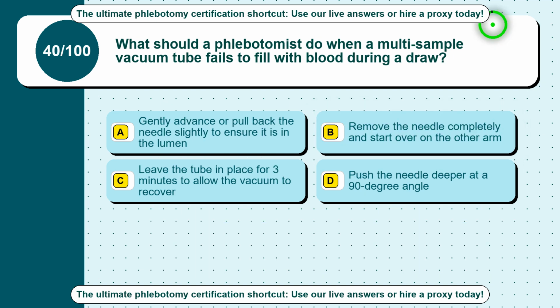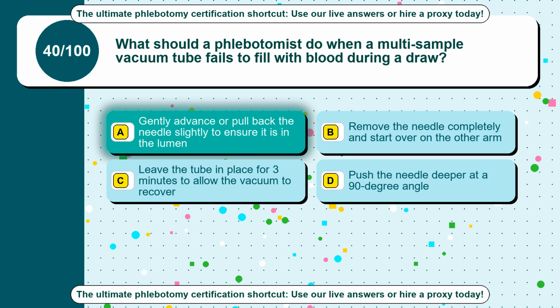Question 40. What should a phlebotomist do when a multisample vacuum tube fails to fill with blood during a draw? Option A. Gently advance or pull back the needle slightly to ensure it is in the lumen. Option B. Remove the needle completely and start over on the other arm. Option C. Leave the tube in place for 3 minutes to allow the vacuum to recover. Option D. Push the needle deeper at a 90-degree angle.